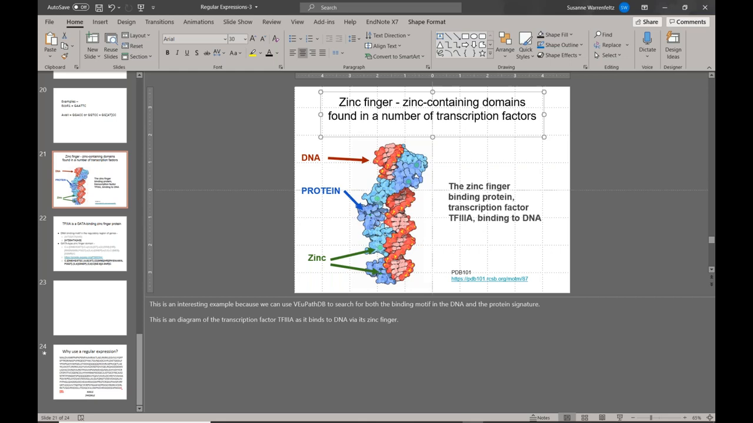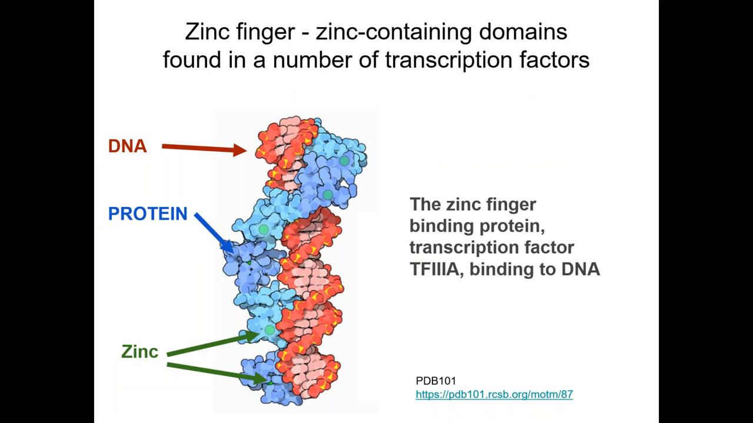Okay, here we go. This example is really interesting, I think, because we can use VEuPathDB to search for both the binding motif in the DNA and find genes that way, and then we can search for the protein signature for the proteins that bind that DNA.